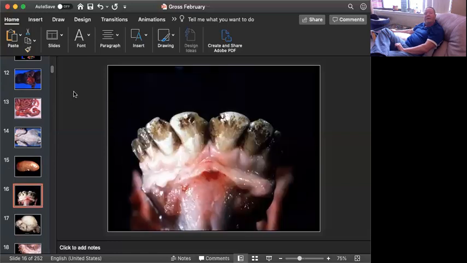Can we go on to slide number 5? This is tissue from an ox. How about a morphologic diagnosis and a cause?